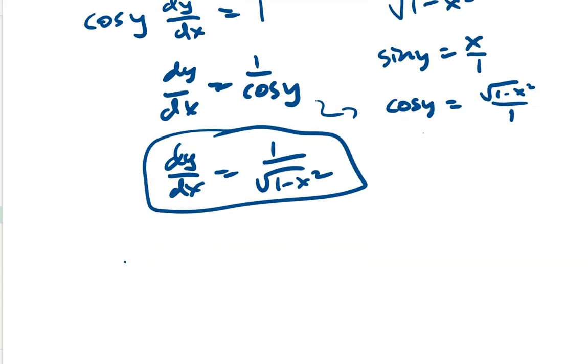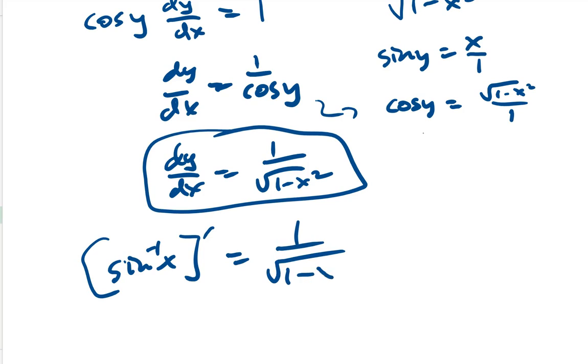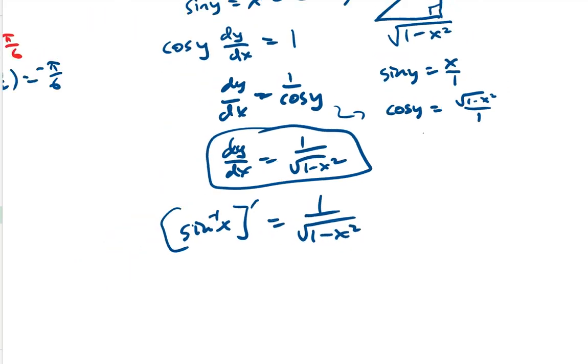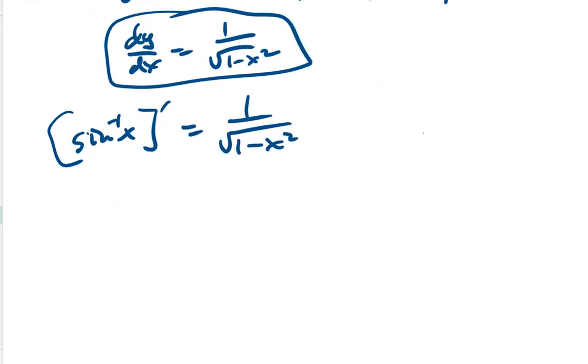So if you have inverse sine of x and you want to take the derivative with respect to x, you get 1 over the square root of 1 minus x squared. That's what you have there. Now, that's what the formula was over there.